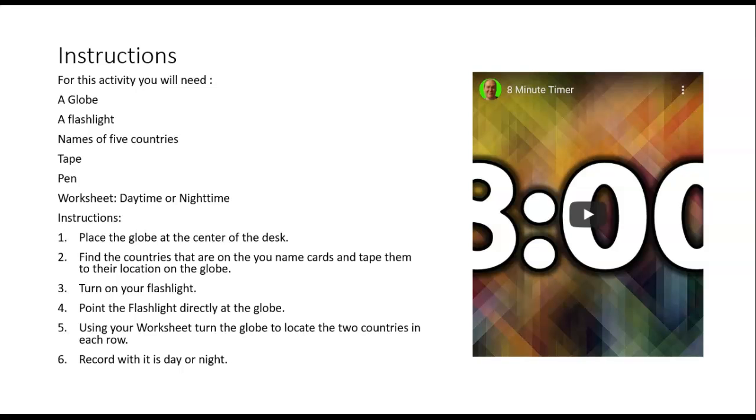My goal of this part of the lesson is for the students to understand that some countries would have nighttime and the others would have daytime. So sometimes there are some countries who would have day and some countries that would have night. But it all depends on their location and where the sun is at that time.